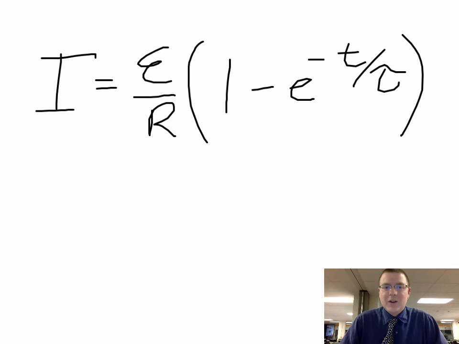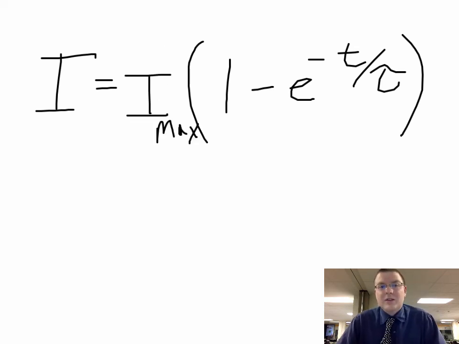But remember, V over R is current. Well, which current is that? That ends up being our maximum current. So if you know what your maximum current is going to be in the end, you can figure out your current at any moment in time with this setup.